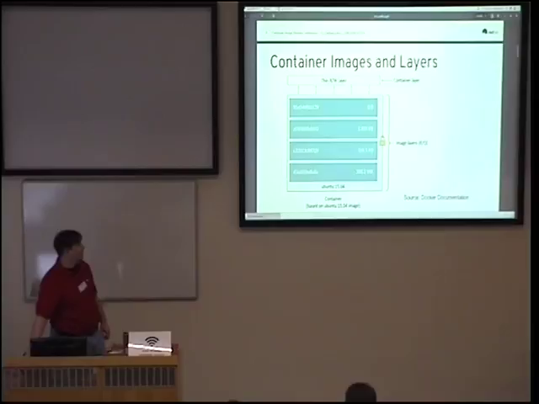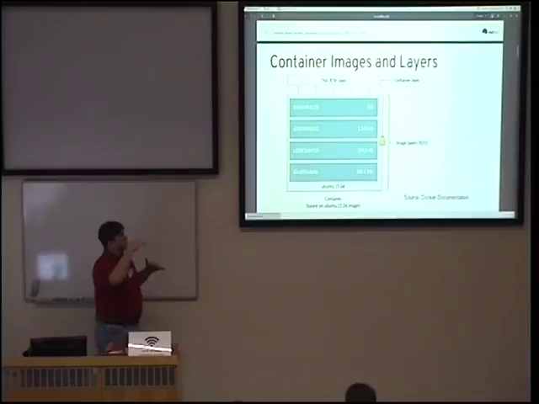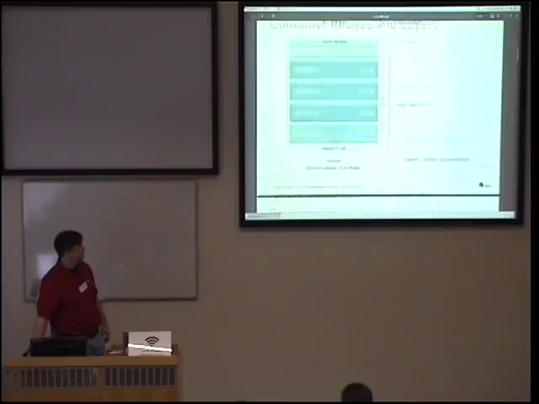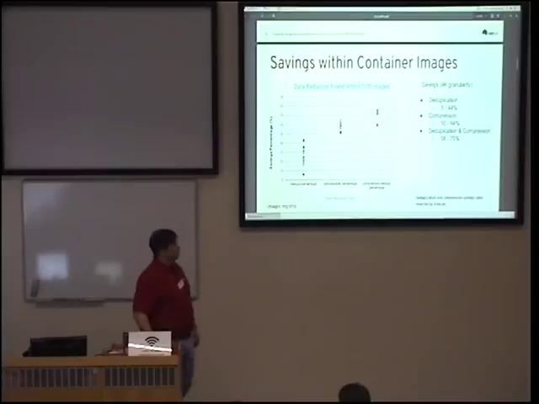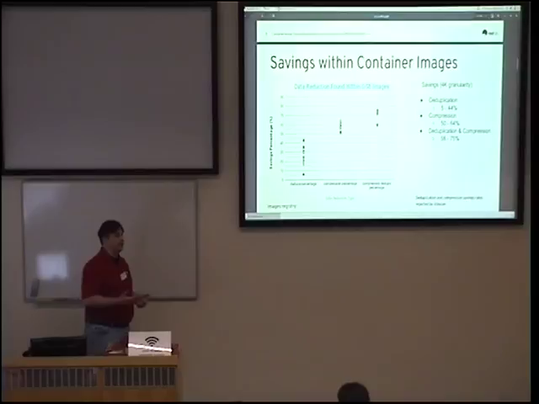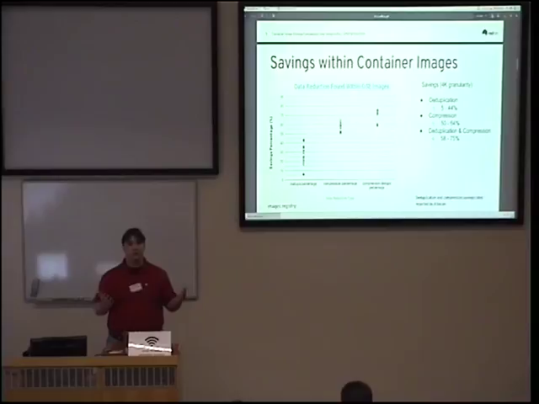Having a look at container image layers, there are multiple layers, and each of these layers can have compressible data and duplicate data, and even the containers themselves. So one of the things we wanted to do specifically is to find how much space savings there were within containers, and where that space savings came from. Did it come from compressible data? Did it come from duplicate data? And what were the benefits when we would add deduplication and compression to the container images?